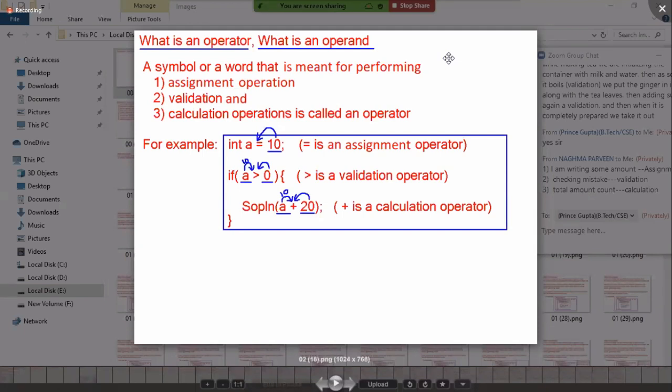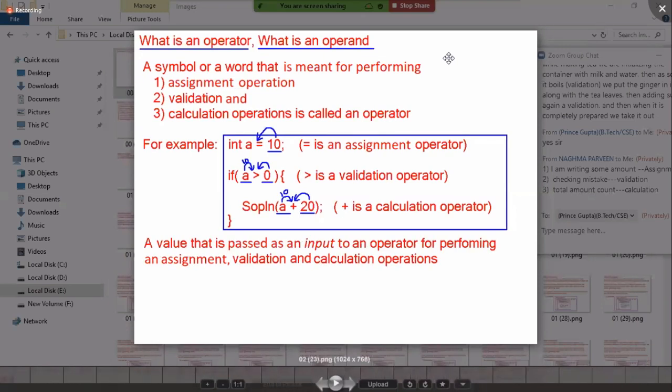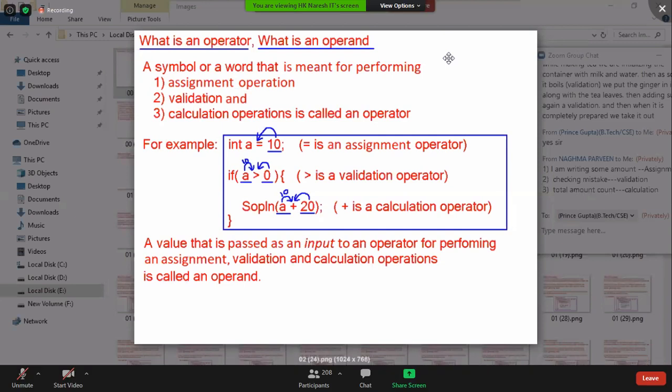Very simple here. An operand is nothing but a value that we are passing, or the value that we are sending as an input to an operator. A value that we are passing as an input to an operator is called what? Operand. Simple definition: a value that is passed as an input to an operator for performing assignment, validation, calculation operations is called an operand. Simple, na? A very, very small topic, right?